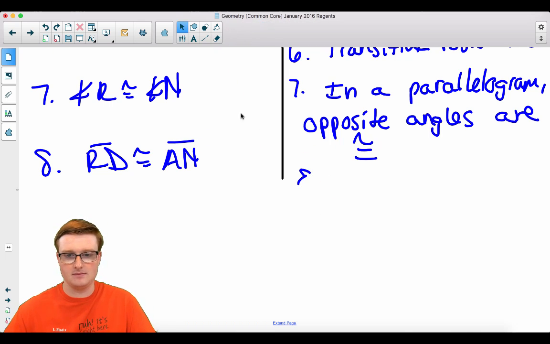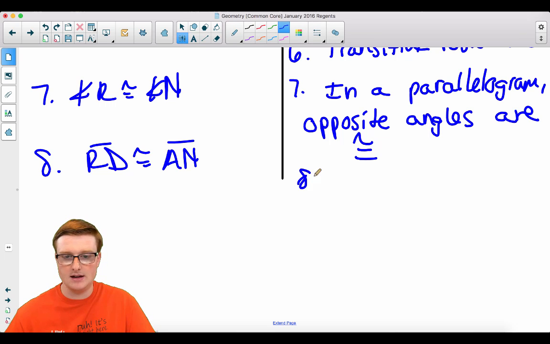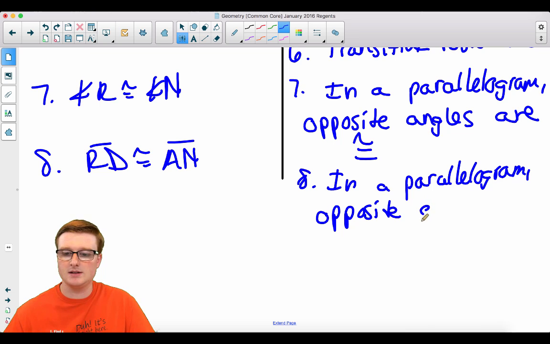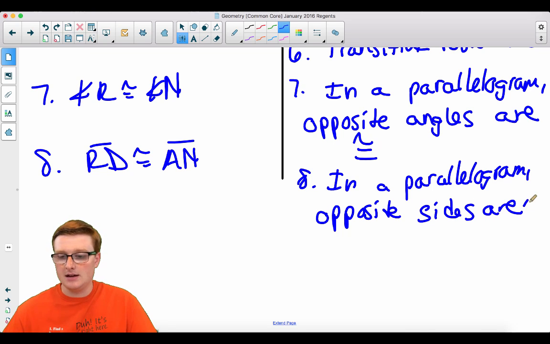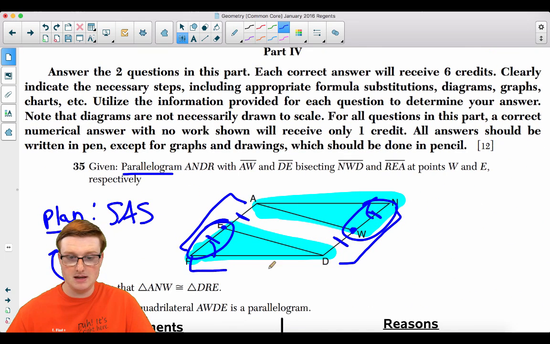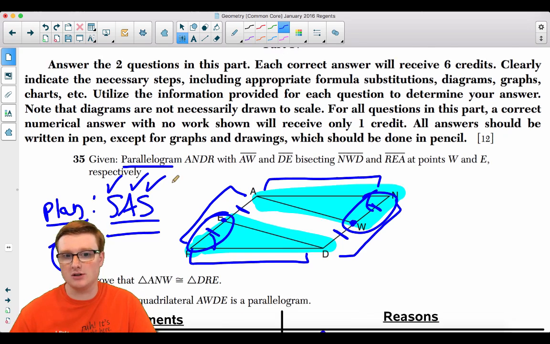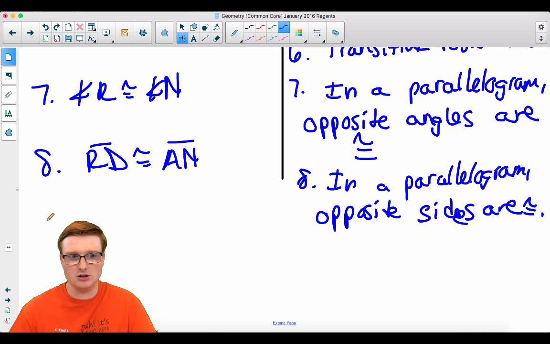and I'm going to say that in a parallelogram, the opposite sides are congruent. Now, why am I saying that now? Well, RD must be congruent to AN because that is your additional side. Remember, we're proving this by side angle side. We just proved one side by using the transitive postulate. We just proved the angle by the property of a parallelogram, and now we just proved our other side. So now we're done with that particular section of the proof.